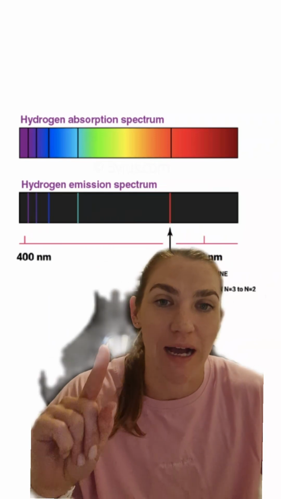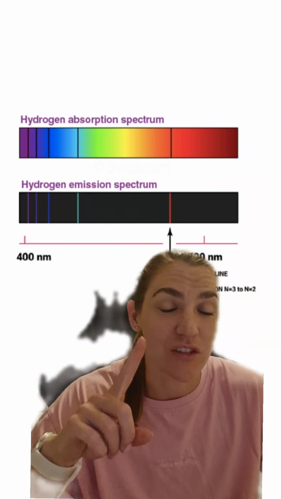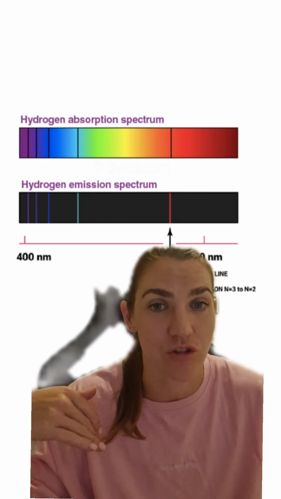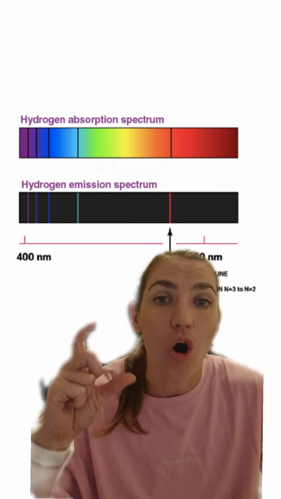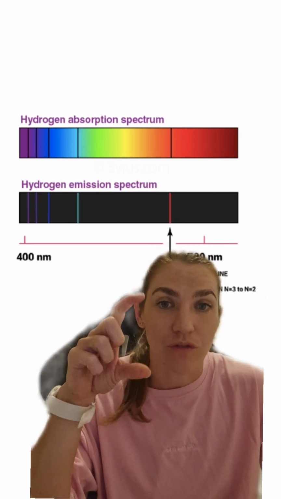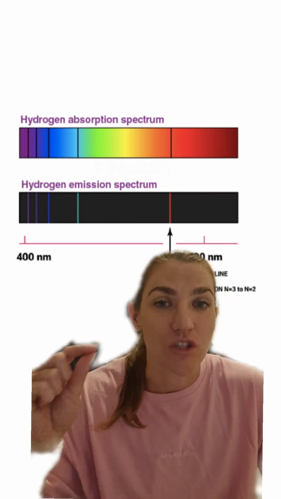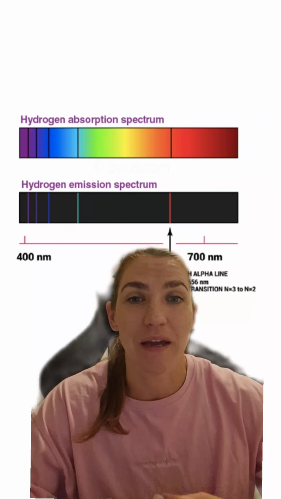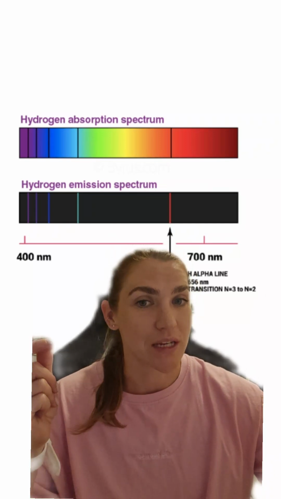So this is why we get multiple lines on the spectra for hydrogen, even though it only has one electron per atom, because in each individual hydrogen atom with that one electron, there are multiple different electron transitions that could happen that all require different quanta of energy or give out different quanta of energy, which corresponds to different wavelengths.